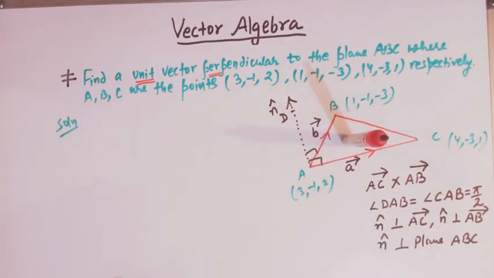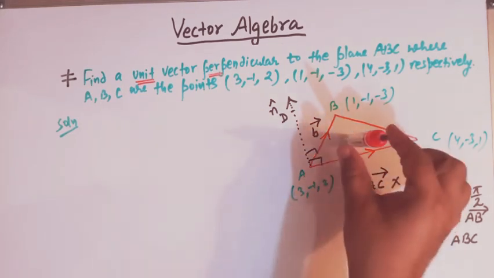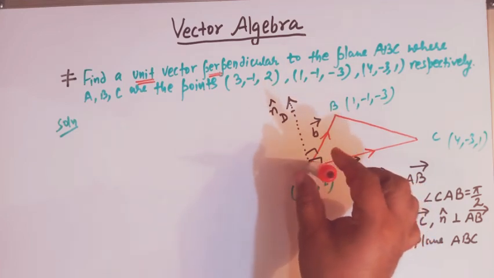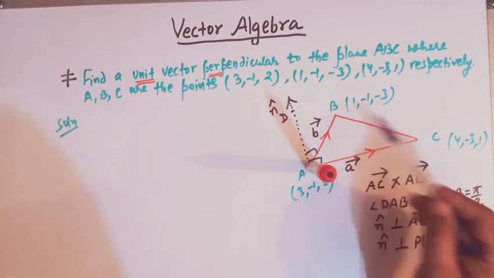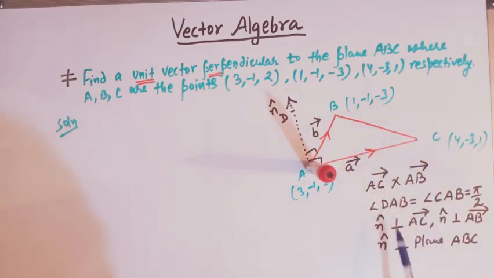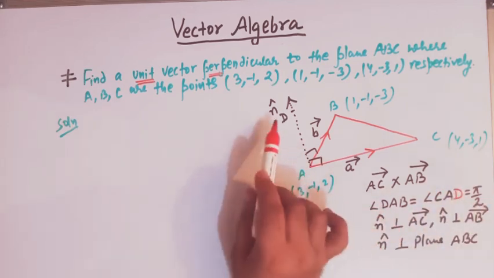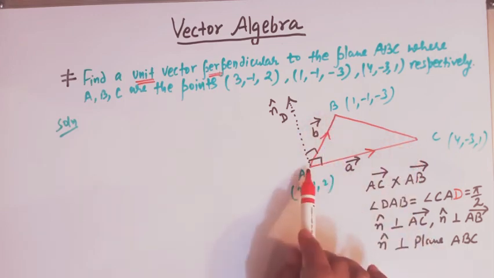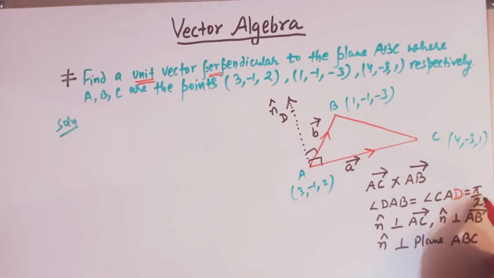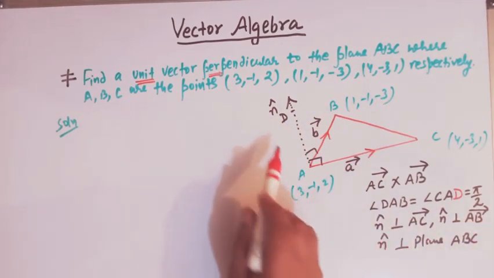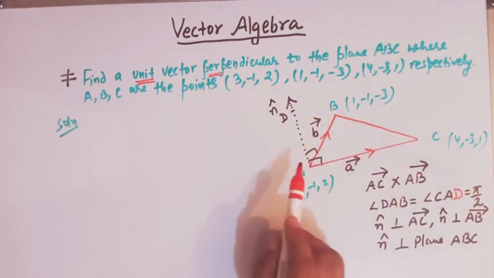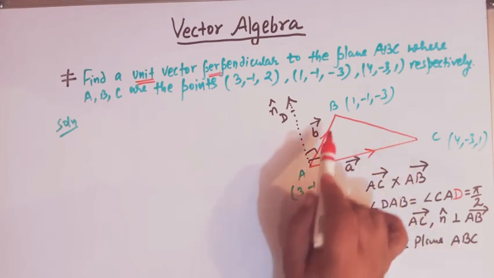See, it is like this. The vector n cap looks like this. We have to find a unit vector that is perpendicular to this plane ABC, so that angle DAB and angle CAD both are pi by 2, that is 90 degrees. So n cap is perpendicular to vector AC and n cap is also perpendicular to vector AB. It means this vector n cap is perpendicular to this plane ABC containing vector AC and vector AB, right?